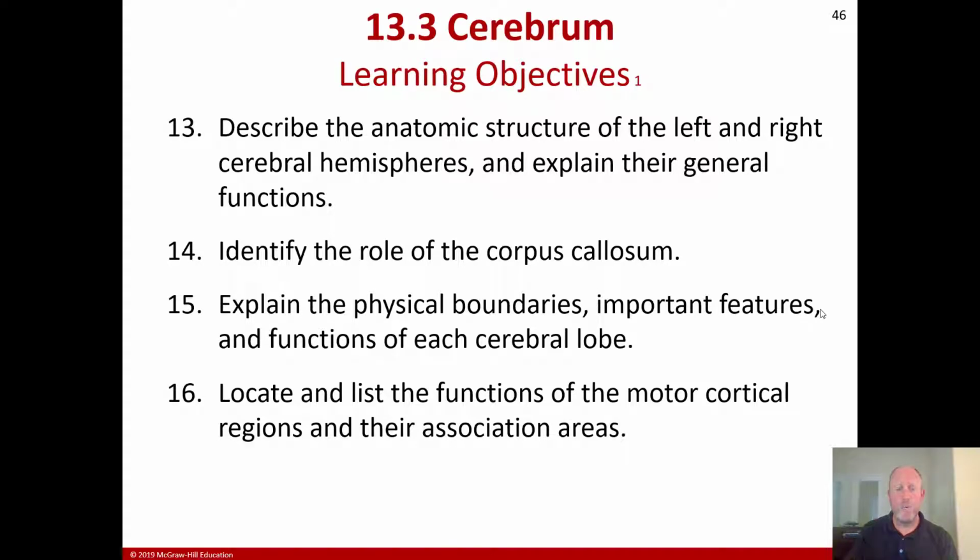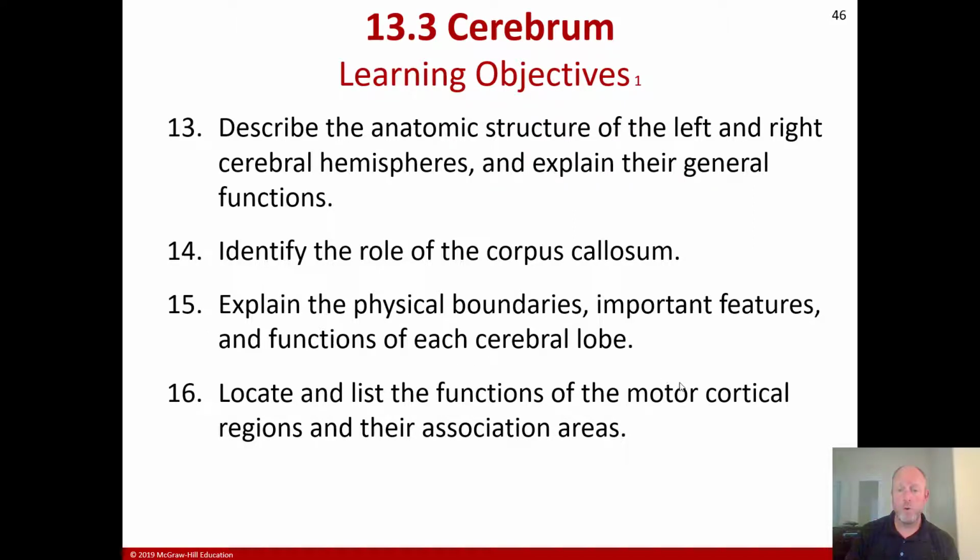All right, we're now talking about the cerebrum for section 3 of chapter 13 on the brain and cranial nerves. You should be able to describe the anatomic structure of the left and right cerebral hemispheres and explain their general functions after completing this section. Identify the role of the corpus callosum. Explain the physical boundaries, important features, and functions of each cerebral lobe.